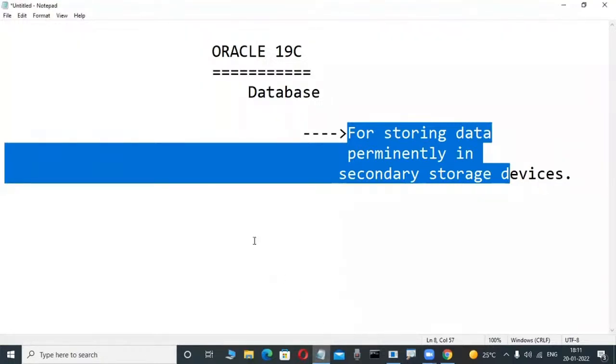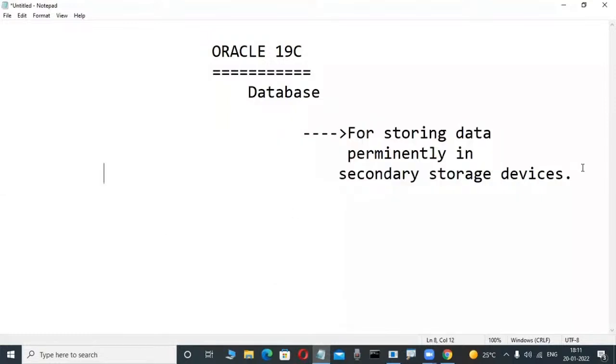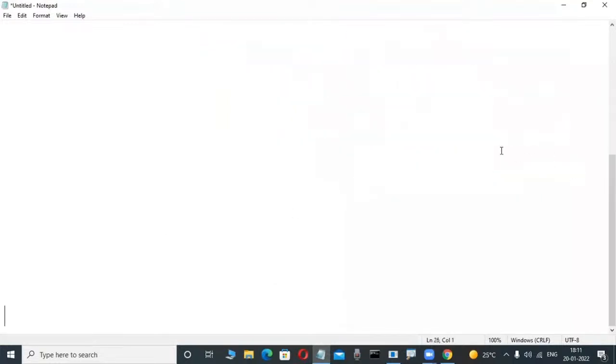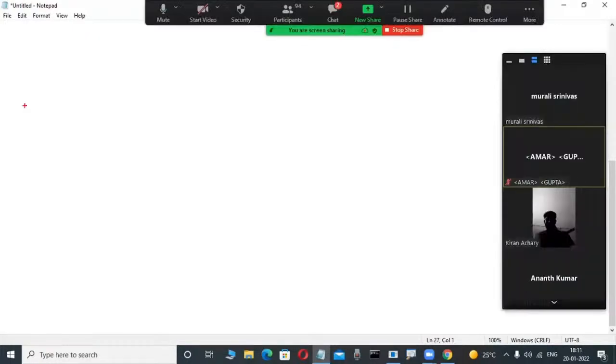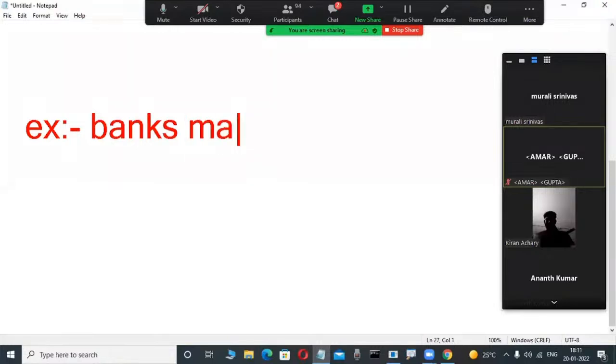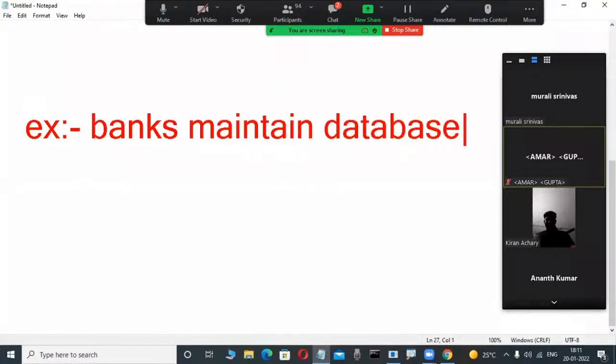Now check it out. Suppose, for example, you are a first-time newcomer, a non-technical person, so it is easily understandable that every organization maintains a database. For example, observe it here. So many applications are there, and I am taking one of them. You take a bank. Banks maintain databases. Observe it here. What is the purpose? They are maintaining a database for storing something.